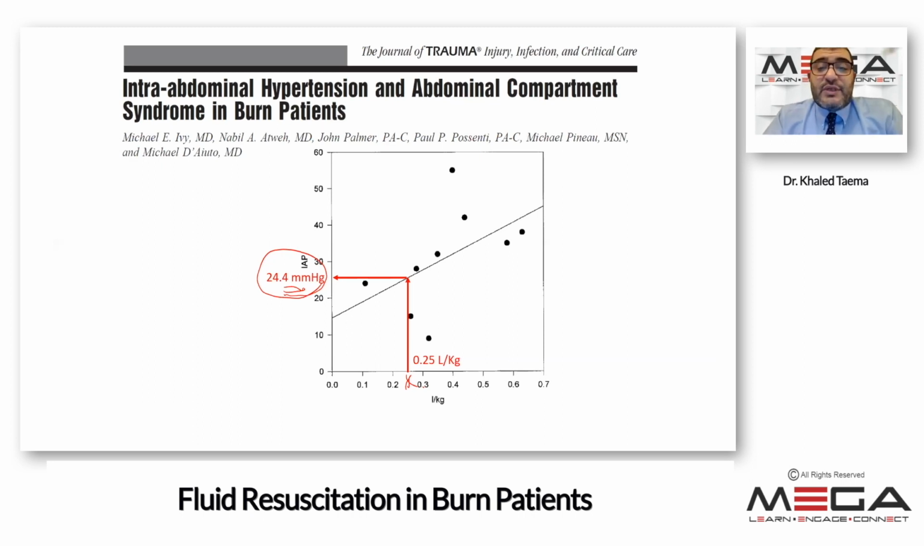Accordingly, they considered that this Ivy index of 250 milliliters per kg is a critical number. When you reach a resuscitation volume of this level, there is a high risk for the development of intra-abdominal hypertension, and accordingly, the intra-abdominal pressure should be frequently monitored at this stage.